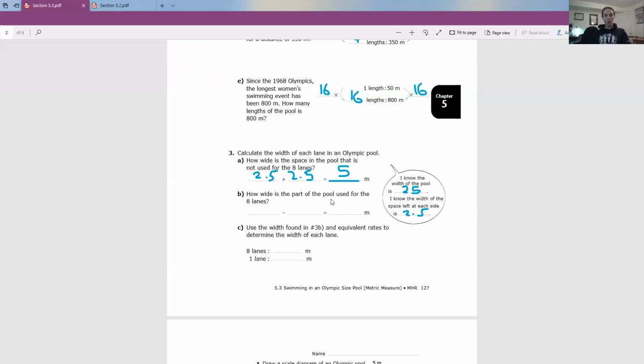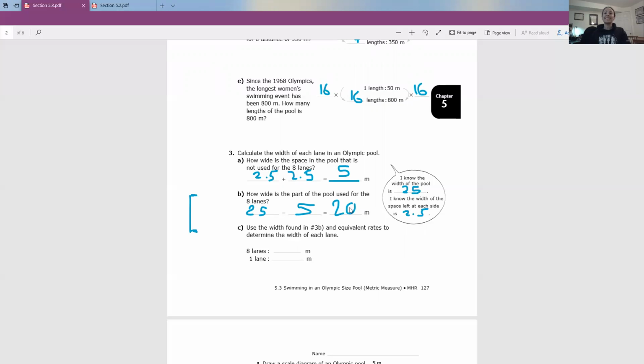How wide is the part of the pool used for the 8 lanes? So if I have my pool that is 25 meters, 2.5 meters is here and 2.5 meters is here, 25 meters minus the 5, I should be left with, and you can plug this in, you should be left with 20 meters.